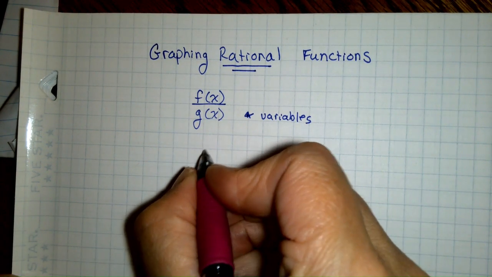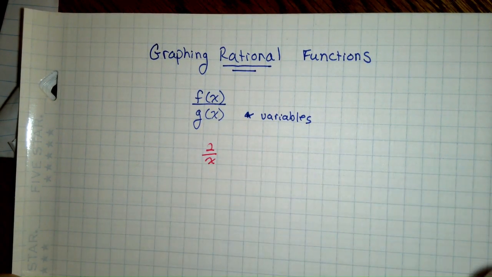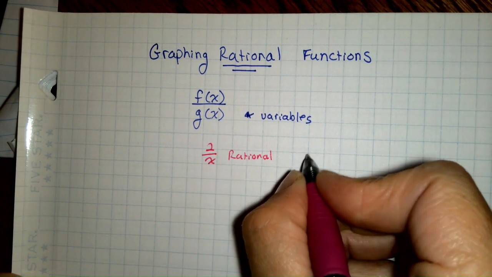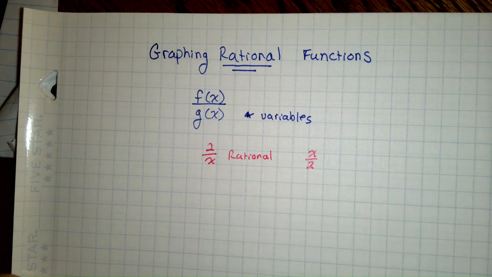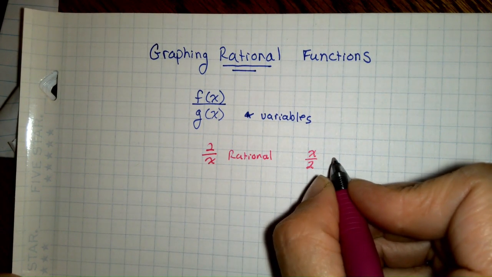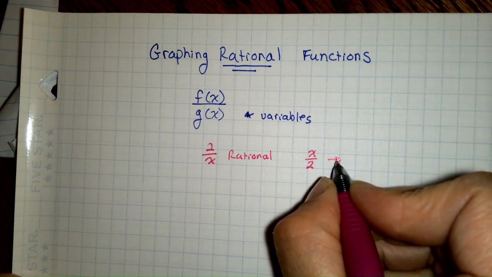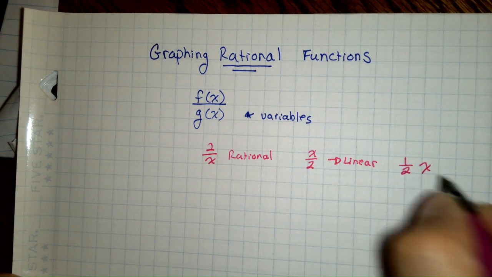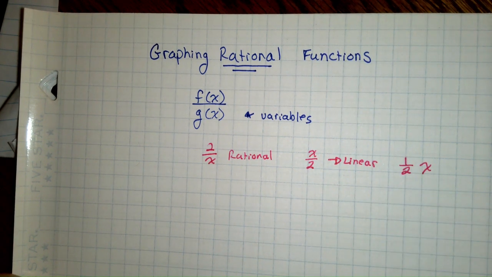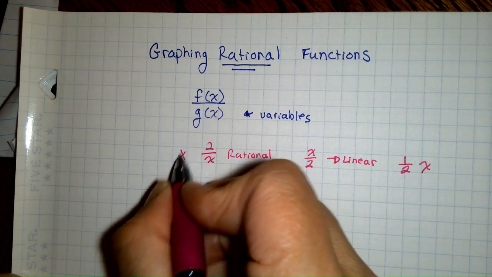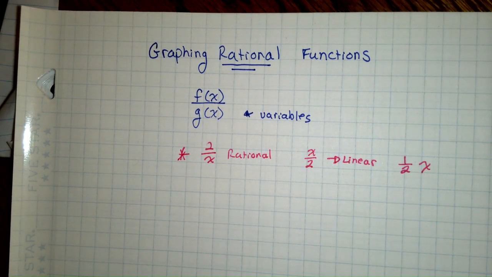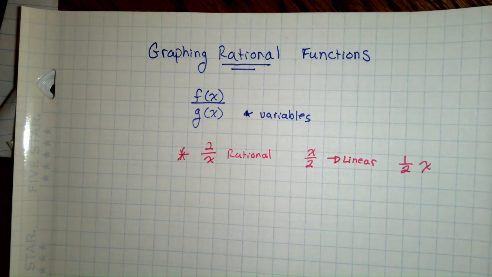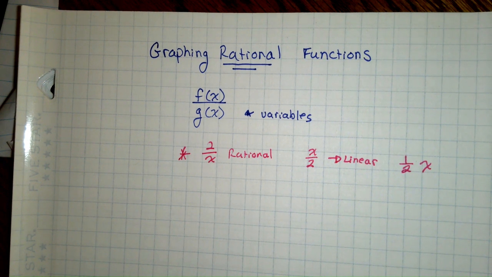So if I have 2 over x, this graphs as a rational function. If I have x over 2, it is not a rational function because it's actually linear. And the reason for that is I can rewrite it as 1/2 times x. So the variable is not in the denominator. These are the ones that we're looking at in this video, is rational. Now, rational can also have variables in both the numerator and the denominator.